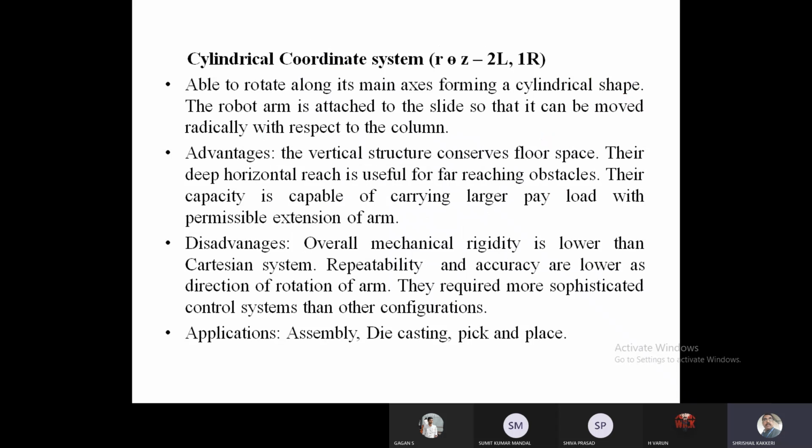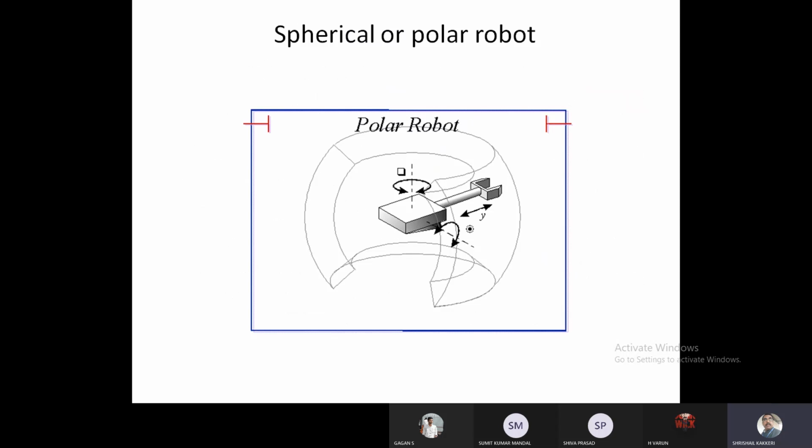The next one, the same thing I have written here. And let me come to the spherical or polar coordinate system. In the spherical or polar coordinate system, the coordinates are r, theta, phi. The first one was x, y, z. The second one was r, theta, z. And here it is r, theta, phi. R, theta, phi are the coordinates of the robot.